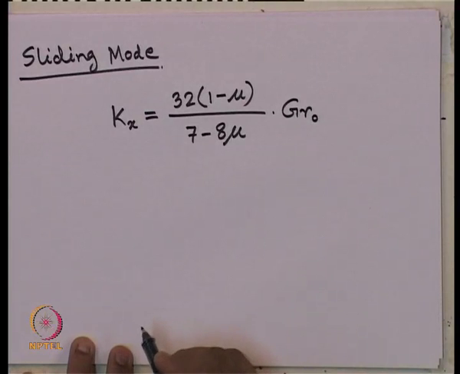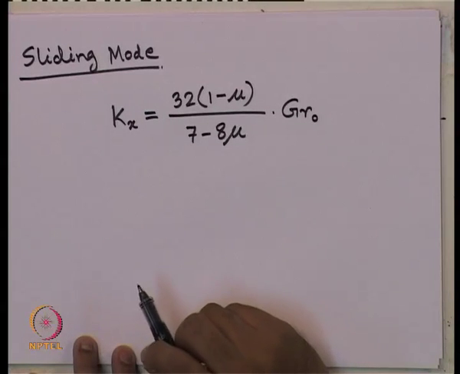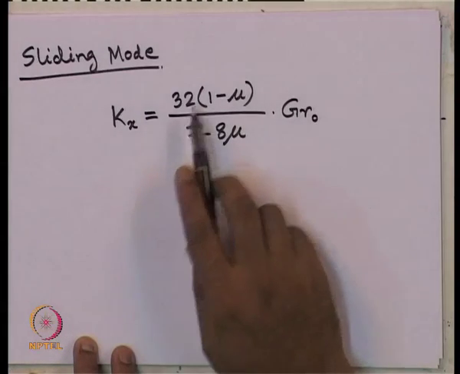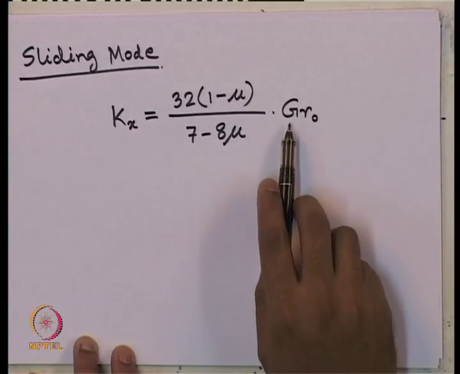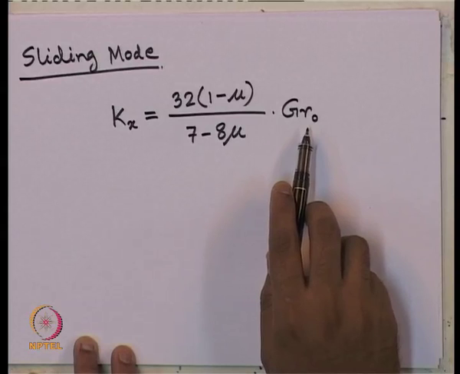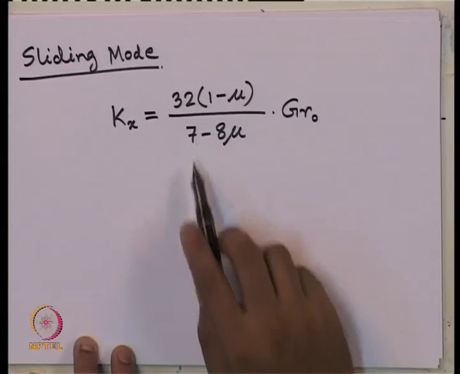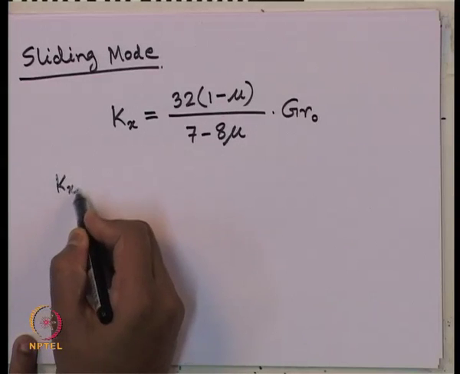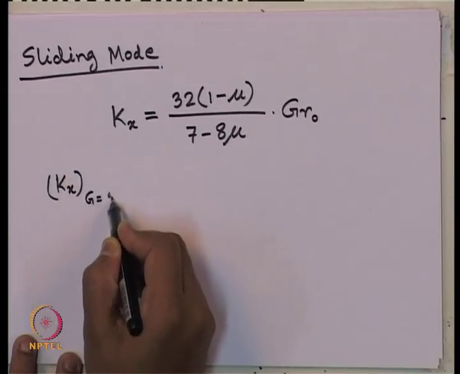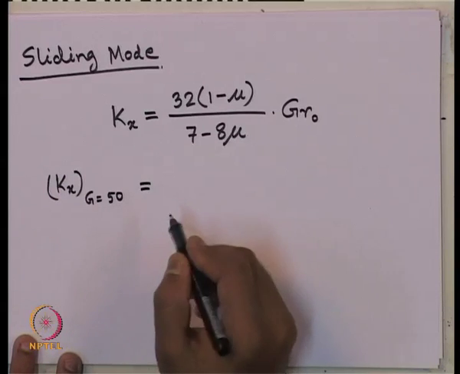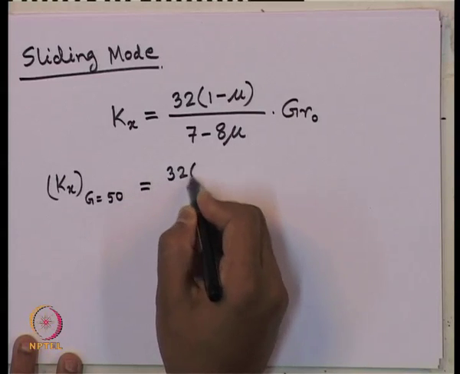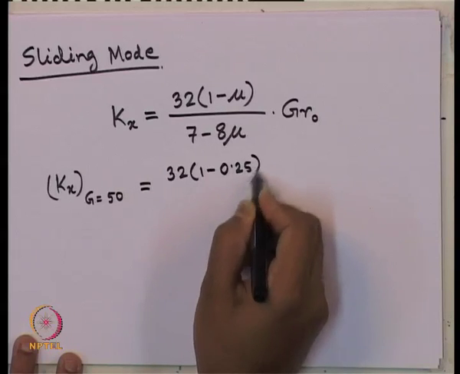This is the expression given again in Timoshenko-Goodier, that horizontal stiffness of the spring can be computed like this. G is shear modulus of the soil, r naught is equivalent radius of the base of the foundation, mu is Poisson's ratio of the soil. So, by knowing this, the k x value for our three different types of soil can be computed easily. For g equals to 50 TSF, the value will be, Poisson's ratio is 0.25.